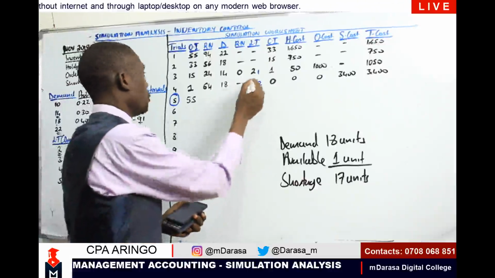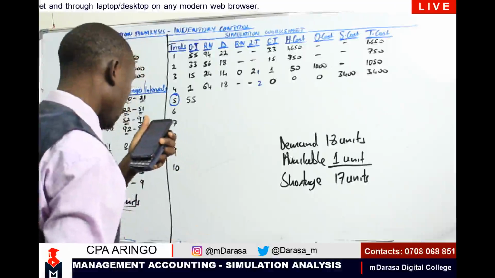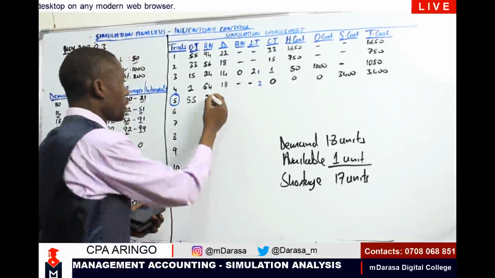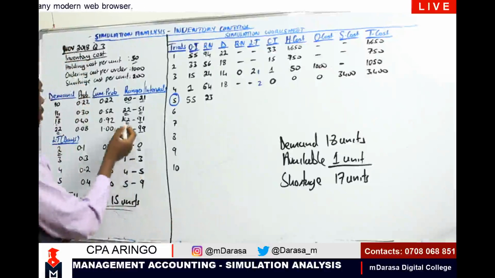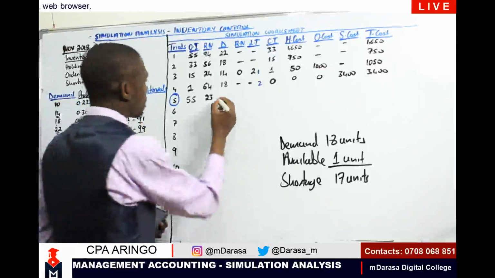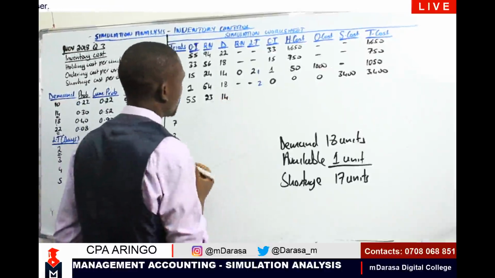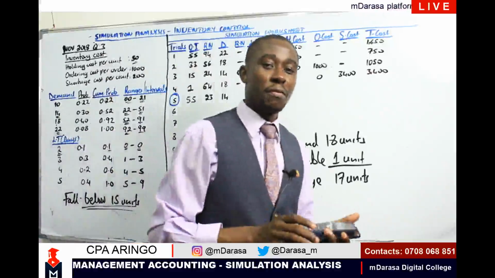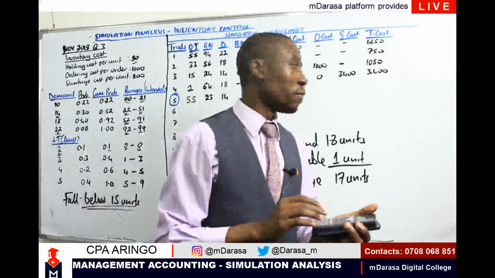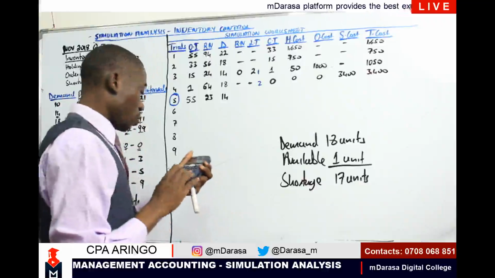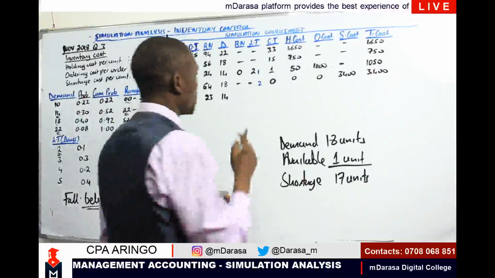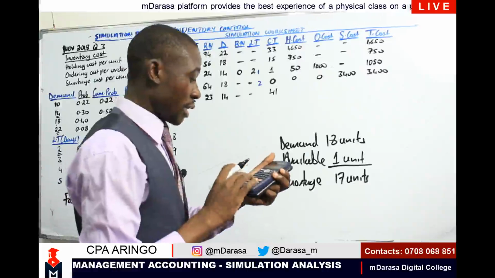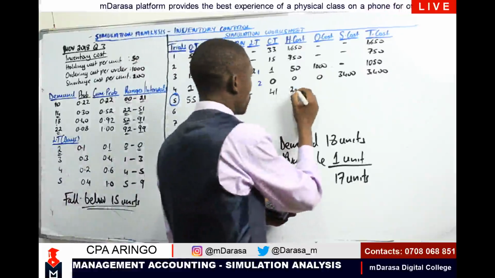The next random number to consider, my good student, after 64, I can clearly see I'm having 23. Random number 23, where will it fall? My 23 will fall between 22 and 51 to give us 14 units. So after my inventory, the balance I had 55, we've sold 14 units. So therefore, I should be talking of 41 units being available in store. And each unit, I'm maintaining that at 50 shillings to give us 2,050.